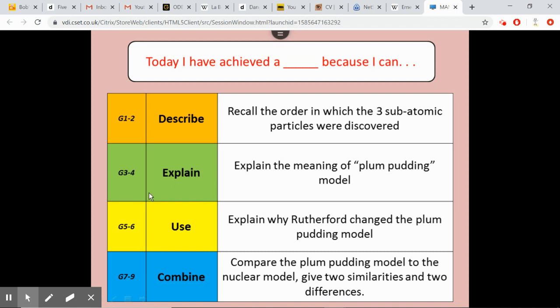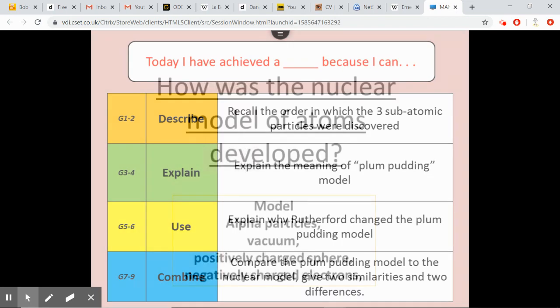If you achieved explain, then you could say, today I've achieved explain because I can explain the meaning of plum pudding model. Today I've achieved use because I can explain why Rutherford changed the plum pudding model. Or today I achieved combine because I can compare the plum pudding model to the nuclear model, giving 2 similarities and 2 differences. Okay, so please remember to put this at the end of your work to show that you are aware of what level you're working at for this lesson.